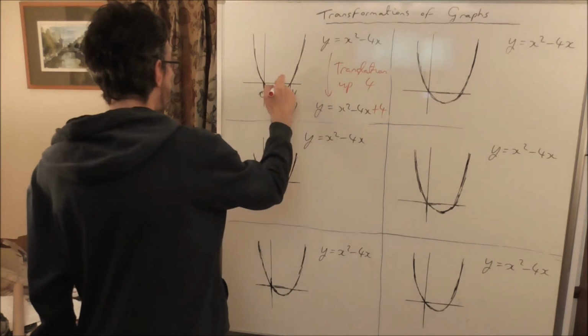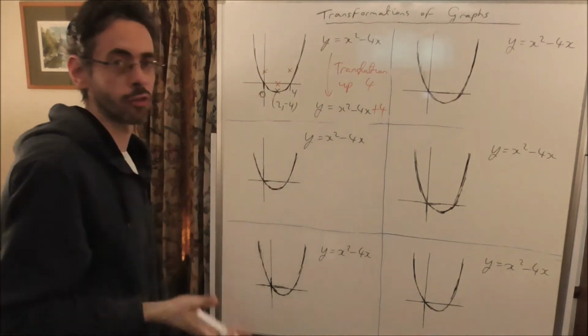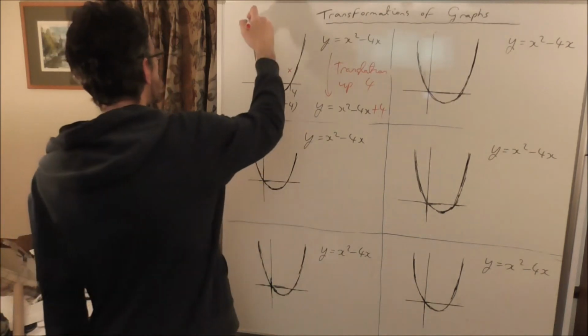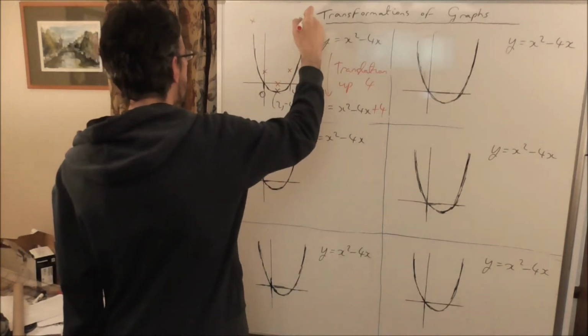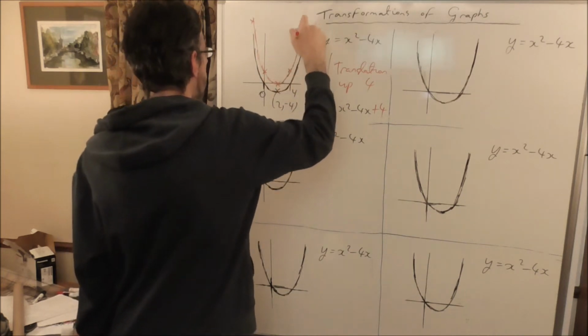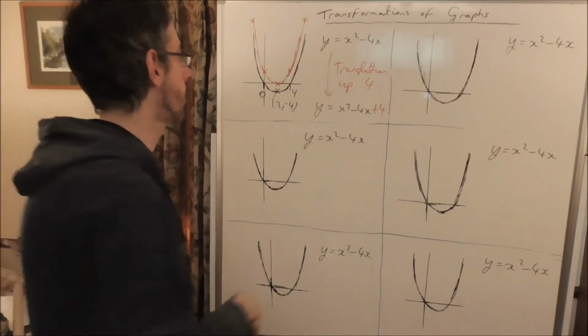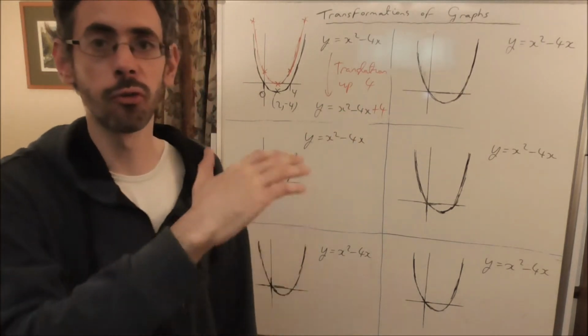So this point would move up 4, this point would move up 4, this point would move up 4. There's no scale, so I'm just imagining moving some points up 4. The new graph would just be the original graph translated 4 places up. If you stuck a minus 4 on the end, then the graph would move 4 places down.